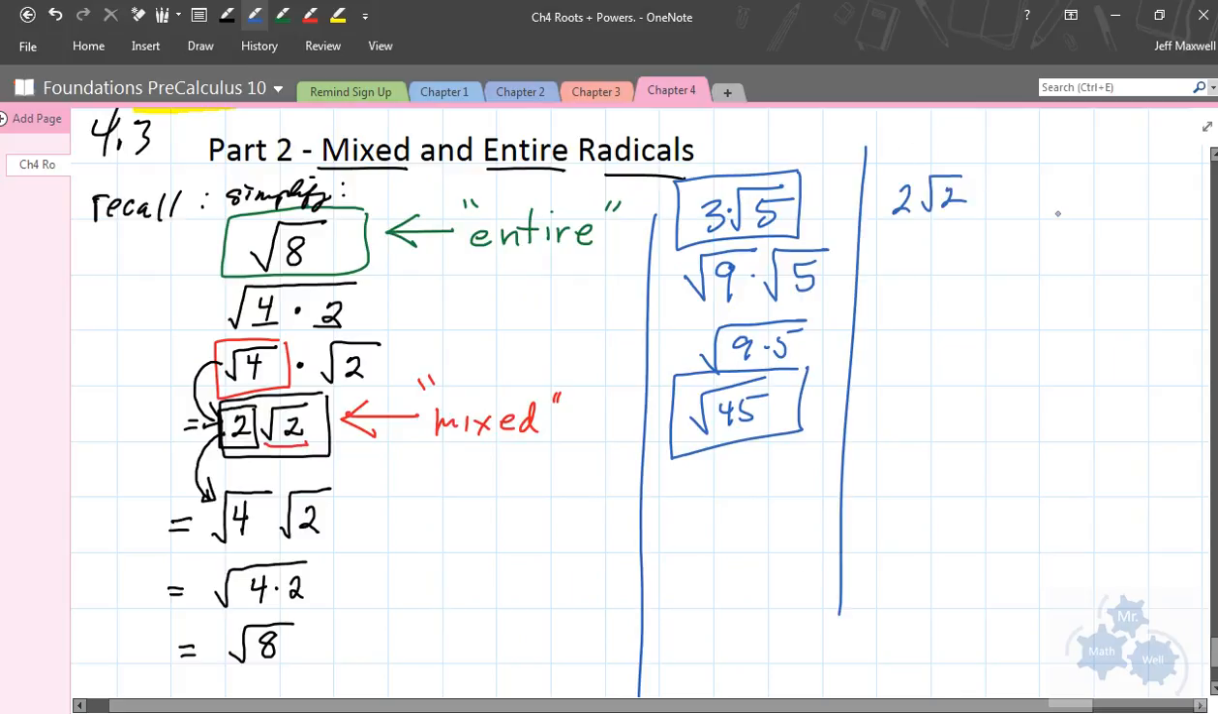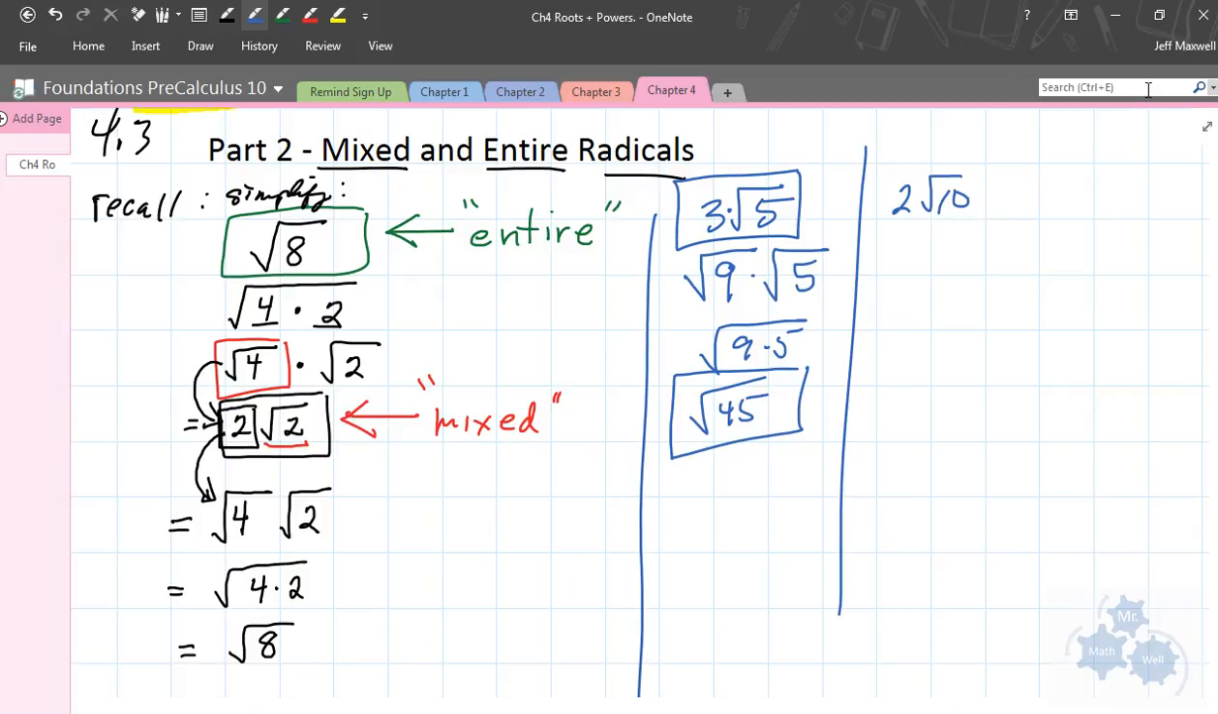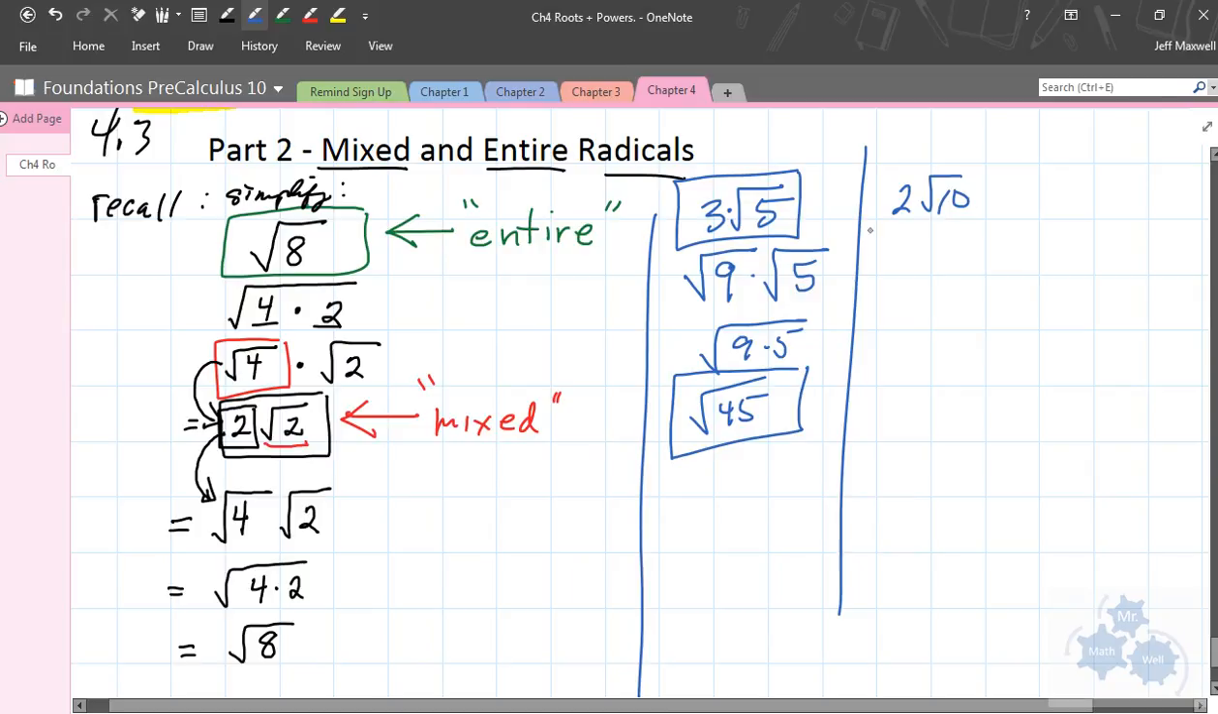2 root 2. Whoops, I just did that one, sorry. Let's not do 2 root 2. Let's do 2 root 10. You may be seeing this already, and here's a step that you can do. You can just skip to this step if you want. You say, all right, this is a square root, and this number I need to get inside there as a factor. So if a number wants to go into a square root sign, what do you have to do to that number? You have to square it. So you can say, hey, this is actually 4 times 10, or root 40.